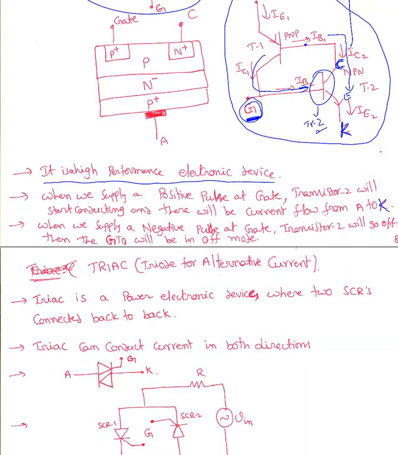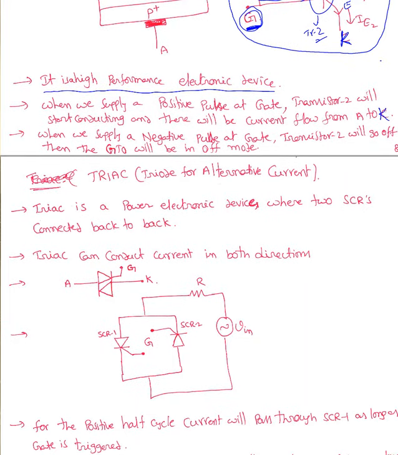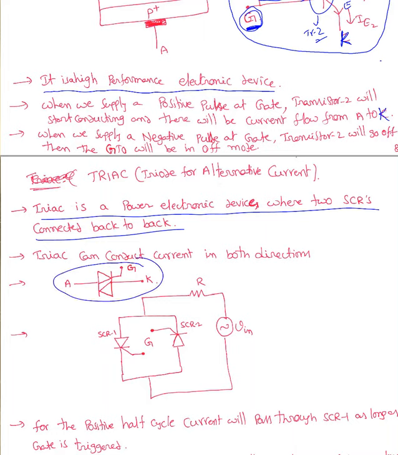Now the next thyristor device is the triac, triode for alternating current. Triac is a power electronic device where two SCRs are connected back to back. This one allows current in both directions. Triac can conduct current in both directions. Here is the symbol for triac. Basically you are connecting two SCRs in back to back mode.